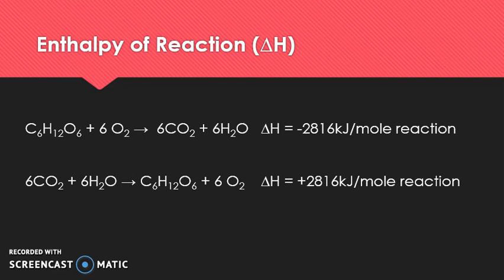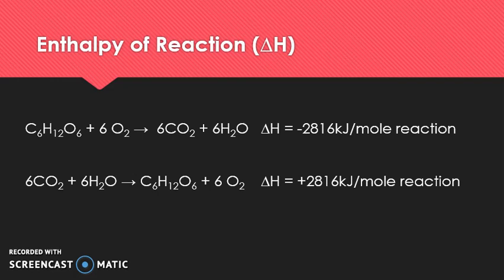How about the bottom equation? CO2 plus H2O makes sugar and oxygen. That's photosynthesis. And notice the sign on delta H, it's positive. In this case, it would be like a plant going through photosynthesis to try and store energy in the form of sugar. That's an endothermic process. We store the energy so that we can use it later on.